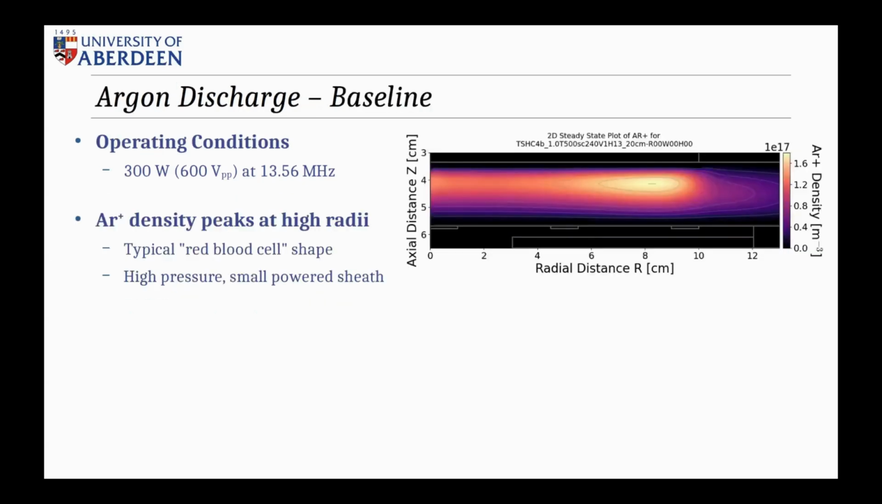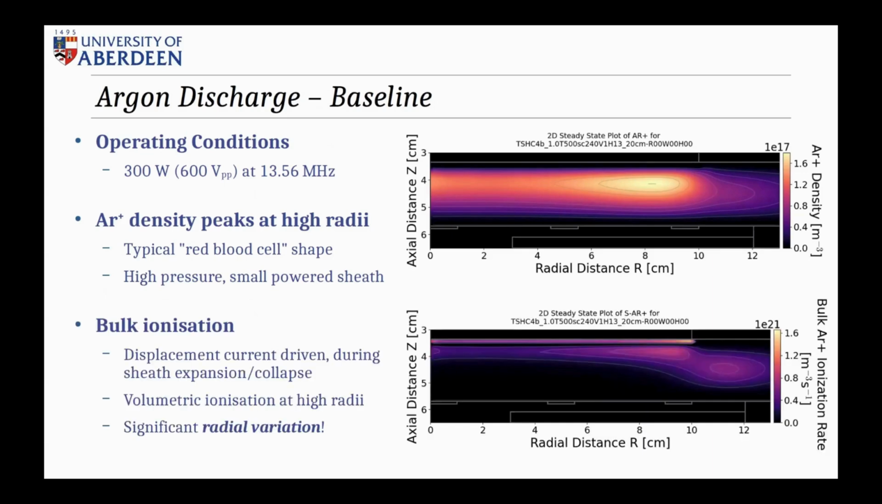So if you do this, you get a discharge, fantastic. You can see here the argon ion density peaks at the edge. This is similar to what you've shown previously. You get this kind of red blood cell shape where you get a peak in argon density out at the high radii. This is simply due to a displacement current field going backward and forward between the powered electrode and the adjacent grounded area. If you look at the bulk ionization, it reflects this displacement field back and forth. You get a bulk ionization here, and then you get a bit of sheath ionization directly in front of the powered electrode. This is due mostly to capacitive heating in front of the electrode, as the sheath expands and contracts during the RF cycle. Great.